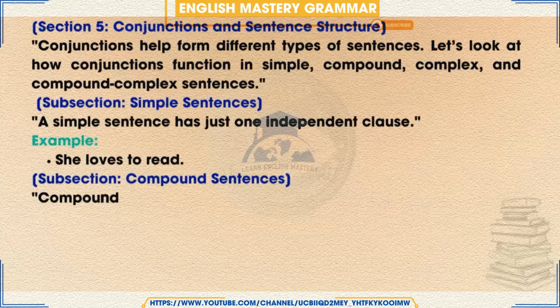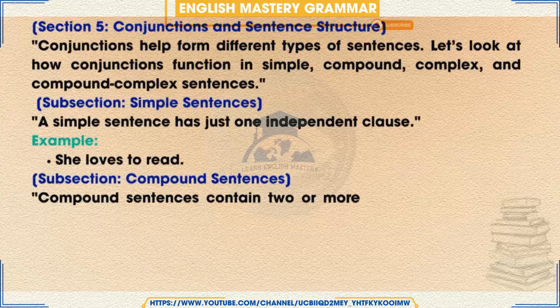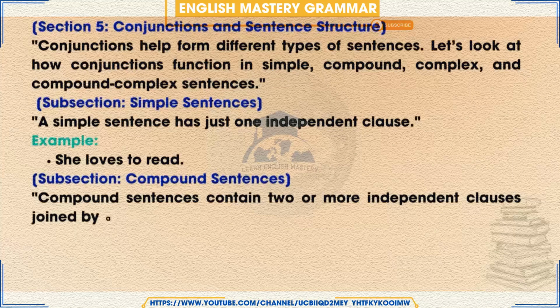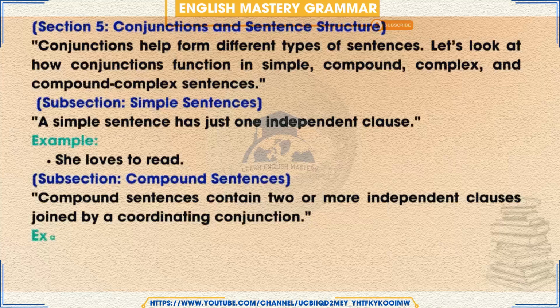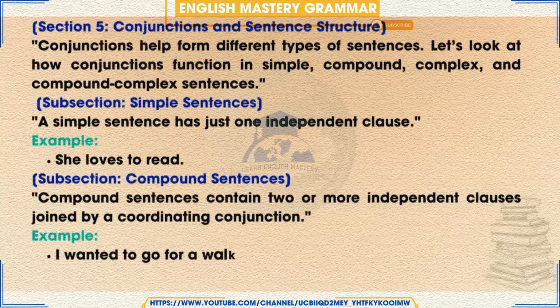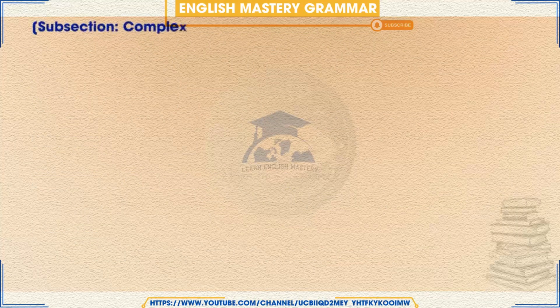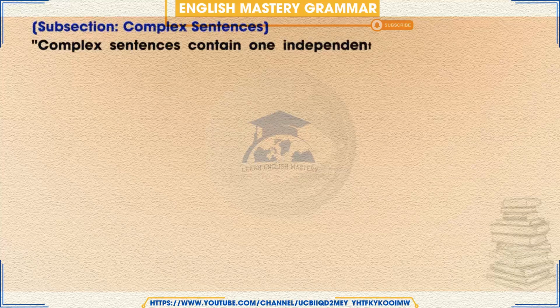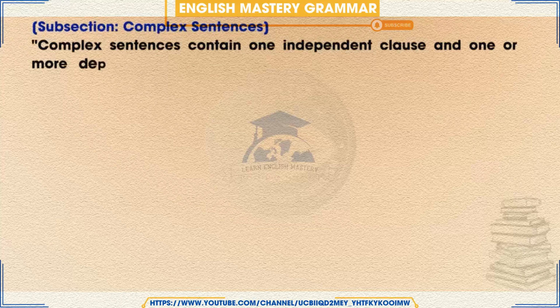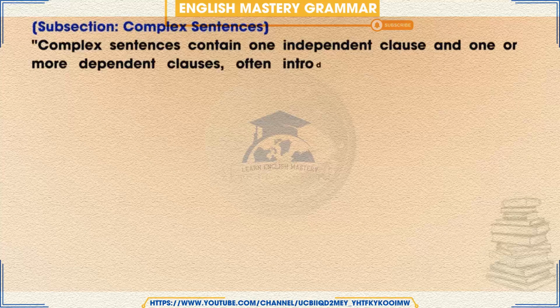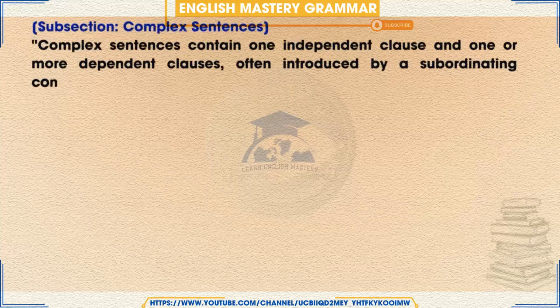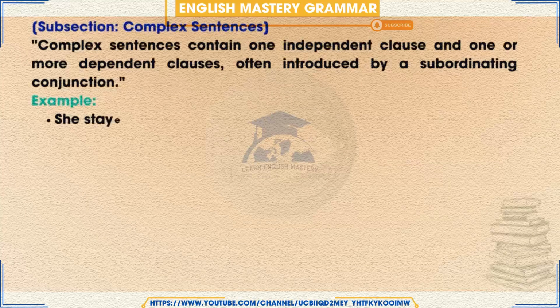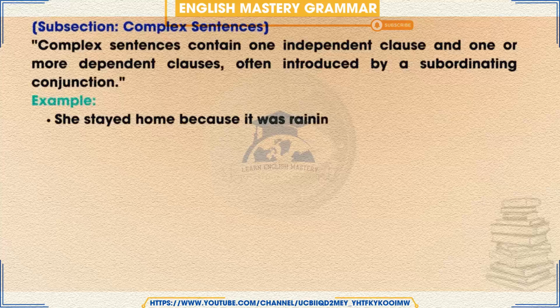Subsection: Compound sentences. Compound sentences contain two or more independent clauses joined by a coordinating conjunction. Example: I wanted to go for a walk, but it started raining. Subsection: Complex sentences. Complex sentences contain one independent clause and one or more dependent clauses, often introduced by a subordinating conjunction. Example: She stayed home because it was raining.